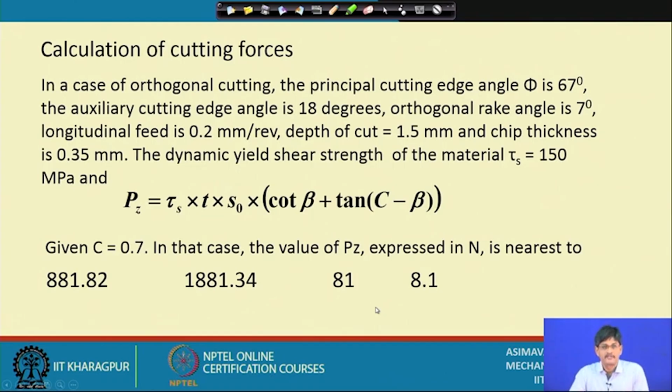Calculation of cutting forces. In a case of orthogonal cutting, the principal cutting edge angle phi is 67 degrees, the auxiliary cutting edge angle is 18 degrees, orthogonal rake angle is 7 degrees, longitudinal feed is 0.2 millimeters per revolution, depth of cut is 1.5 millimeters and chip thickness is 0.35 millimeters.